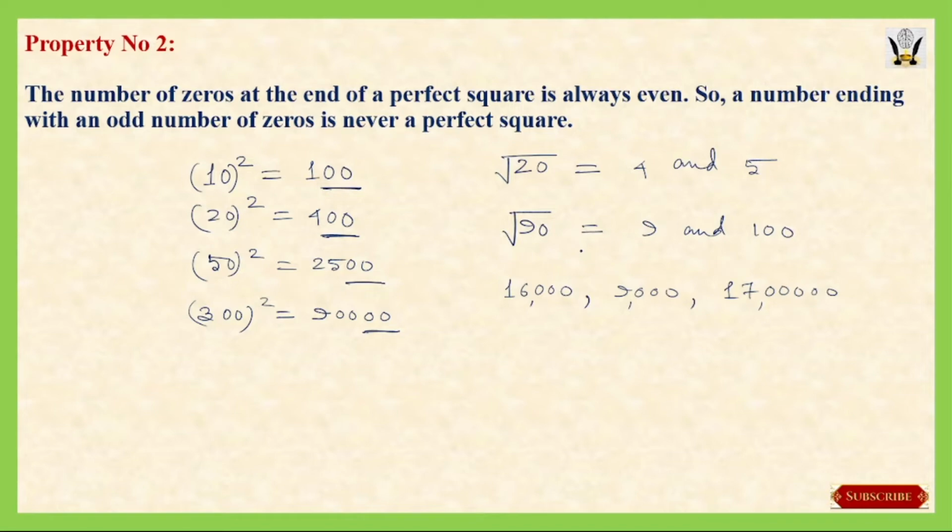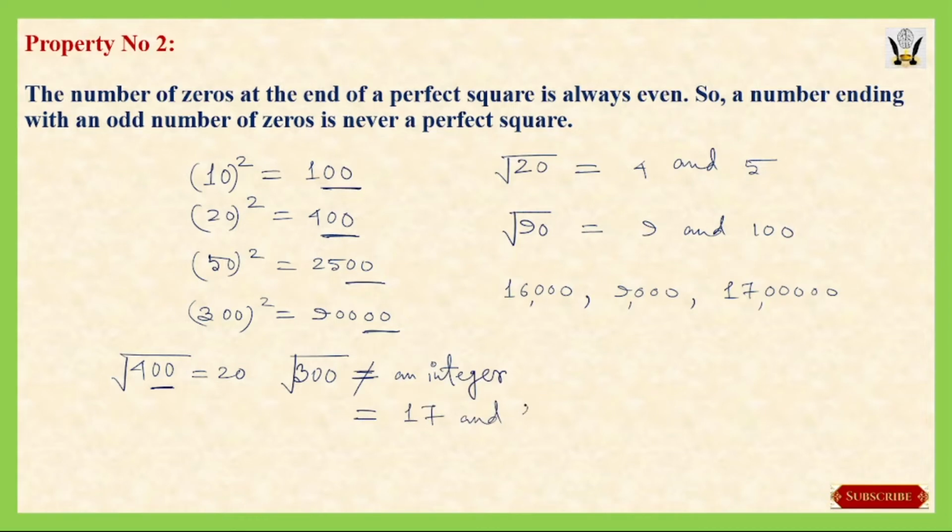But again, if a number has an even number of zeros at the end, that does not always signify that the number will be a perfect square. For example, if I take 400, we have an even number of zeros at the end, and if I take the square root, it will be 20. But if I take 300 and take the square root, that will not be an integer. It will be a fraction which will lie between 17 and 18.